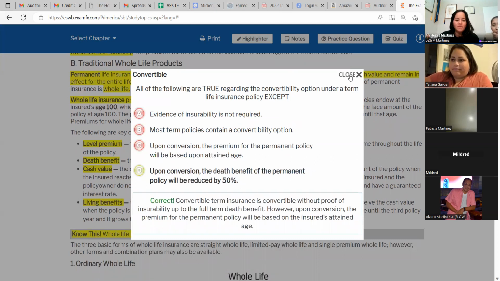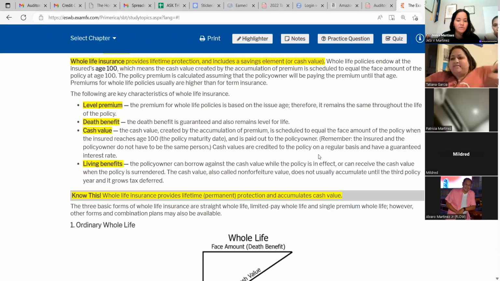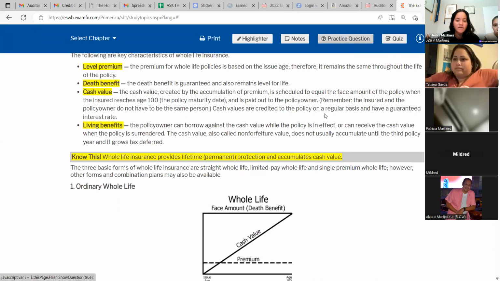Perfect. And so convertible term insurance is convertible without proof of insurance up to the full term death benefit. However, upon conversion, the premium for the permanent policy will be based on the insured's attained age. Nothing about reducing that death benefit. You don't lose that. Let me do a little bit more down. See if we got a different one.